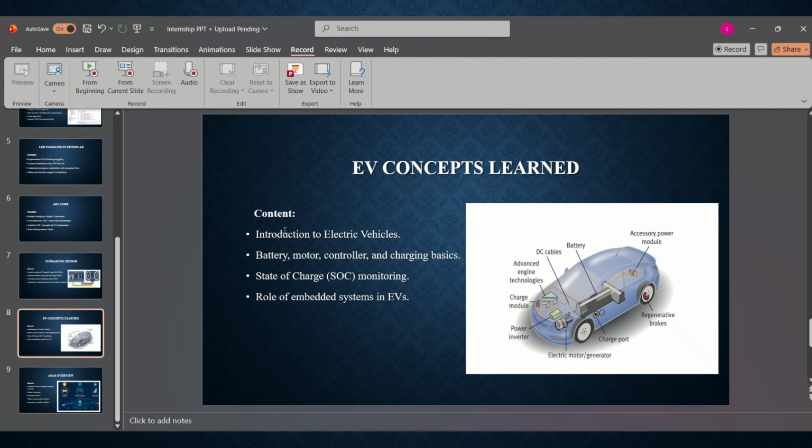One important concept is state of charge or SOC. SOC indicates how much battery charge is remaining. For example, if the battery is fully charged, the SOC is 100%. If half of the battery is remaining, the SOC is 50%. Embedded systems continuously monitor battery voltage, current, and temperature to calculate the SOC. These embedded systems improve battery life, vehicle safety, and overall performance.